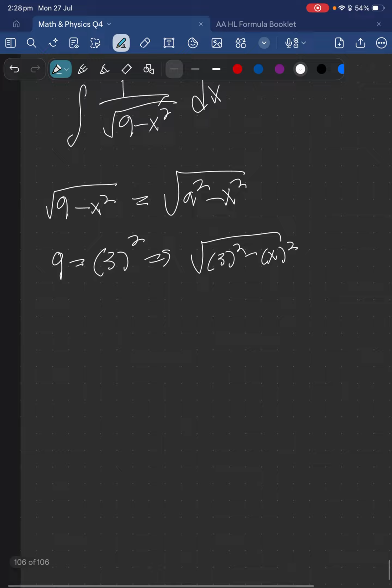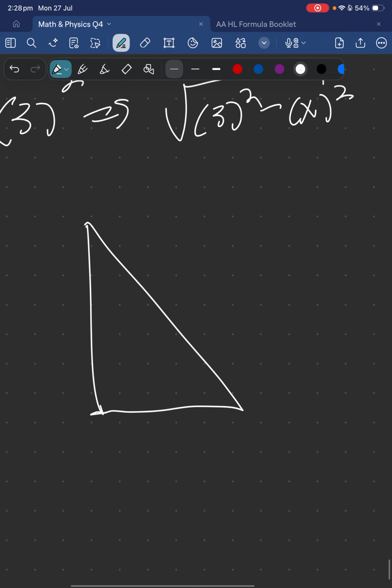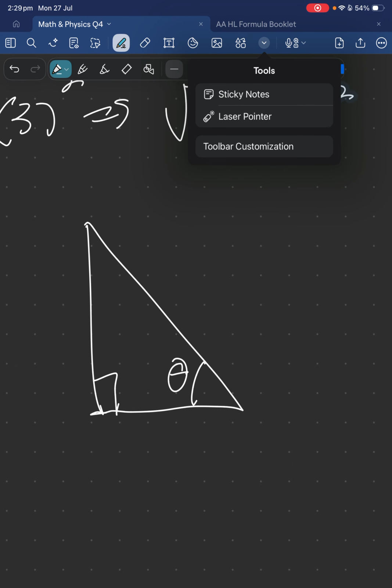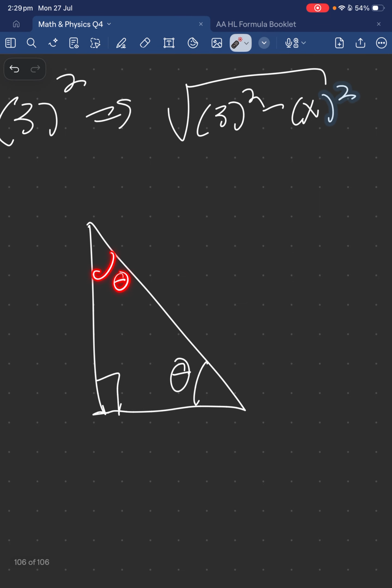Perfect. The next step is to not make a substitution yet, but to understand why we do. And we use a right angle triangle. And theta is always going to be this angle down here in the bottom right. We don't need to have theta here. We put theta here just to be consistent with our working.